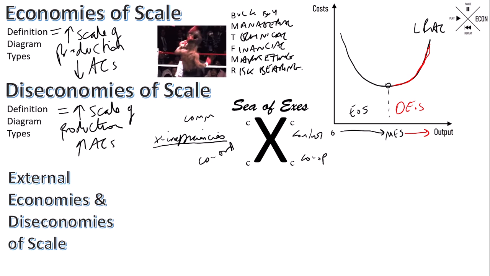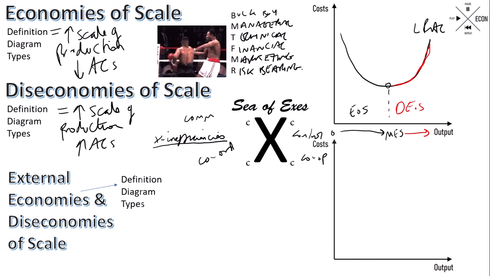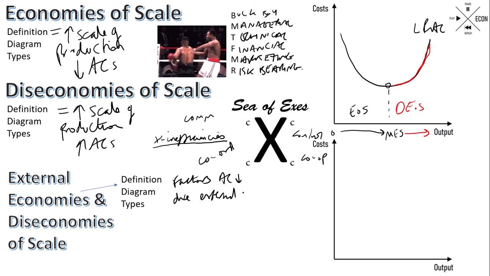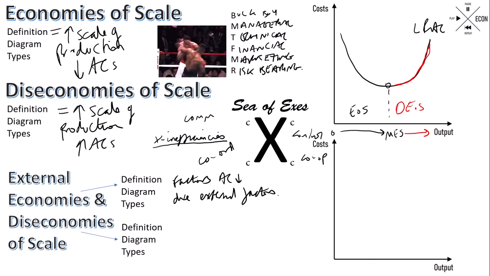Last thing then, external economies and diseconomies of scale. First off, start off with external economies of scale. Pause the video and try and do them 3 things again, please. Okay, so the definition for external economies of scale are factors that cause average costs to decrease due to external factors. Okay, so things that happen outside the walls of the factory within that particular industry.